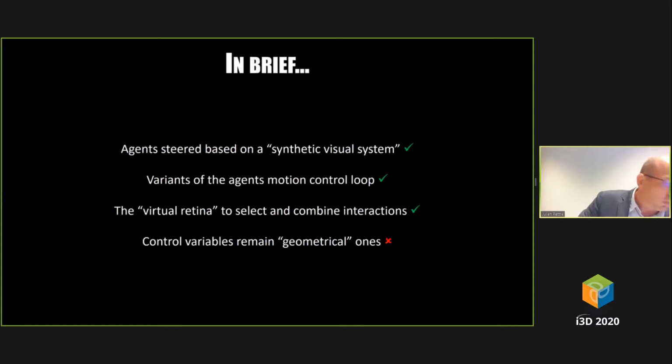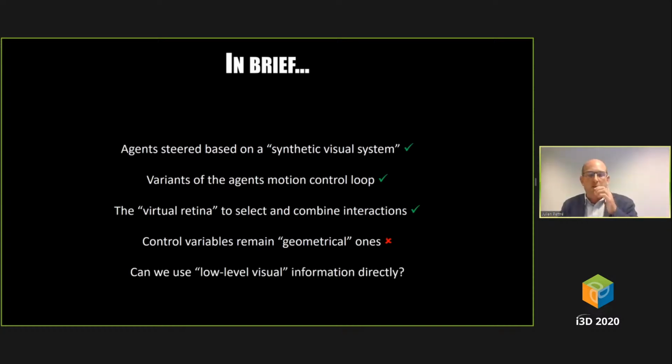Another question we explored was to figure out if we can use more low-level visual information directly to steer agents. And if you check the cognitive science literature, you will quickly find out that for locomotion control, one important feature provided by the visual system is the optical flow.